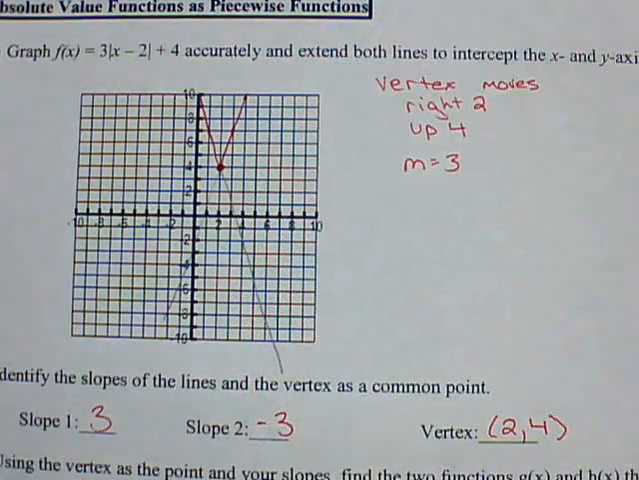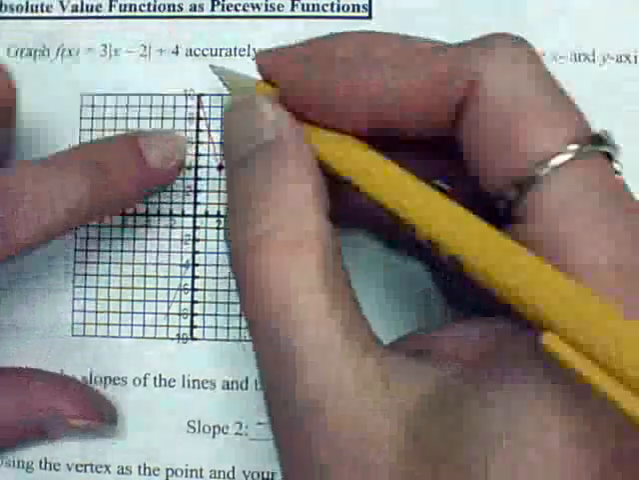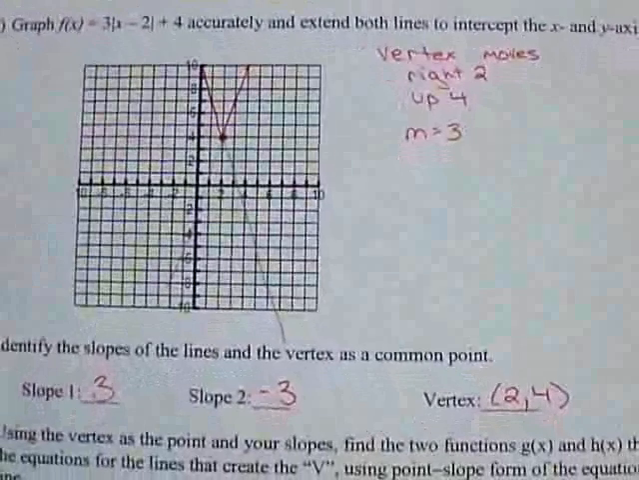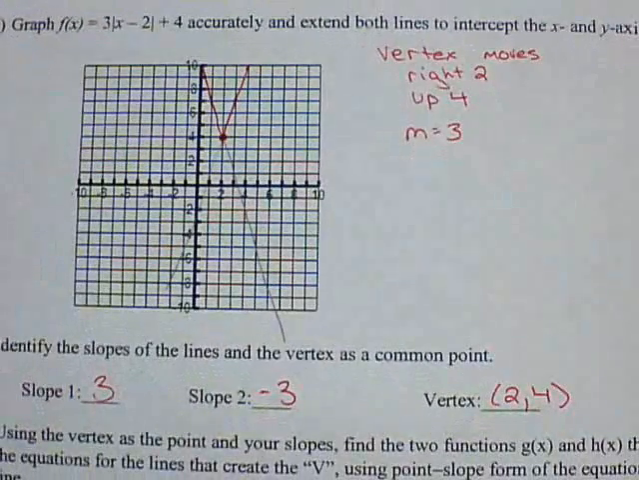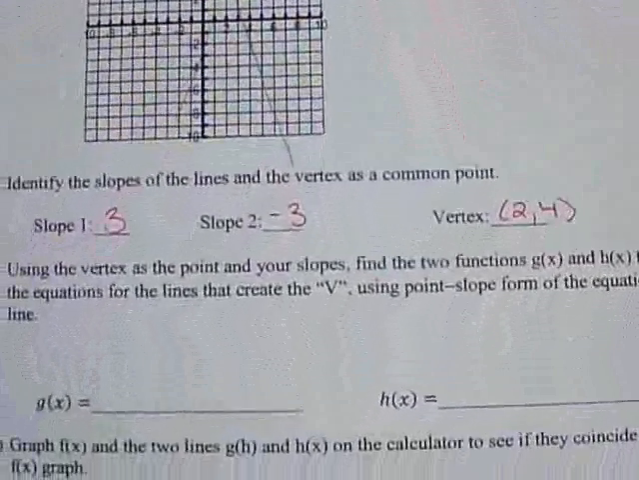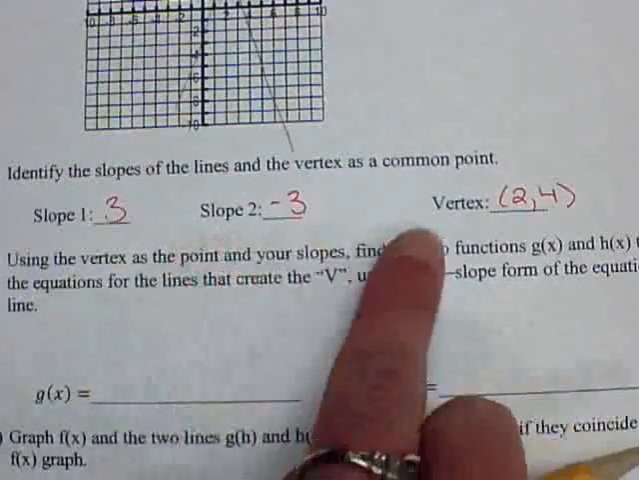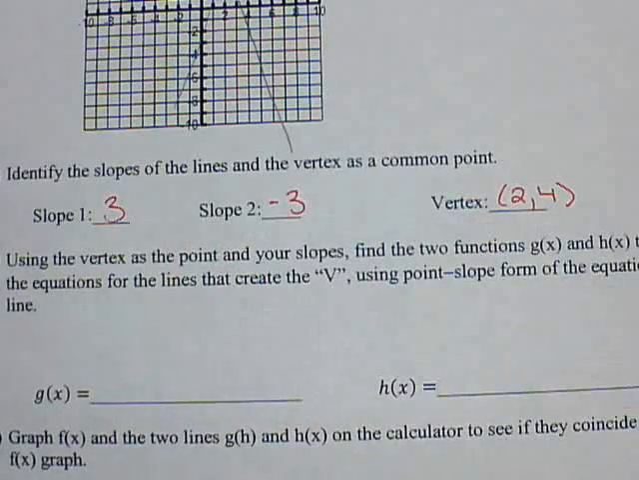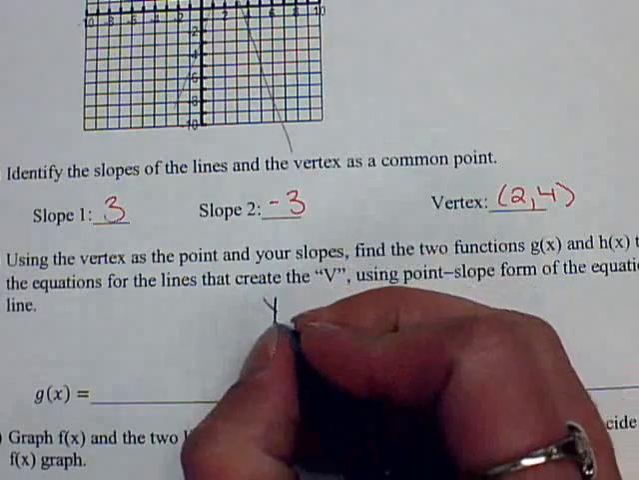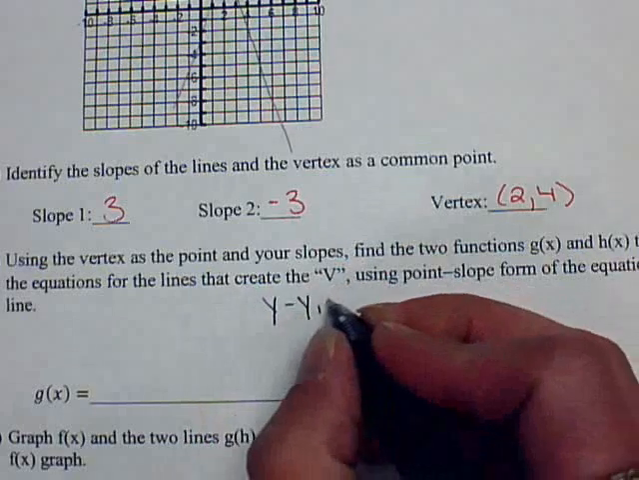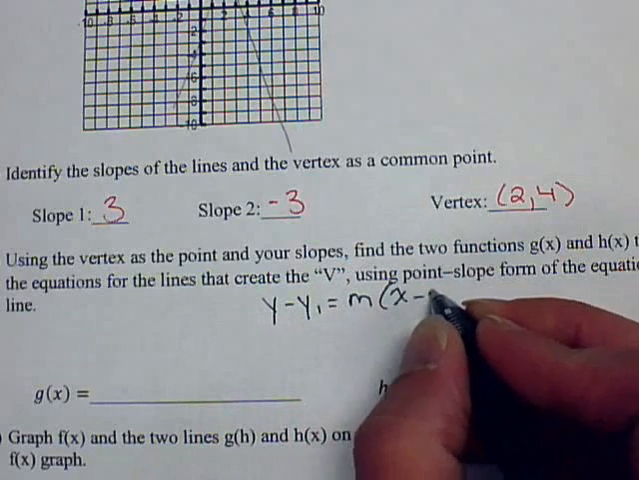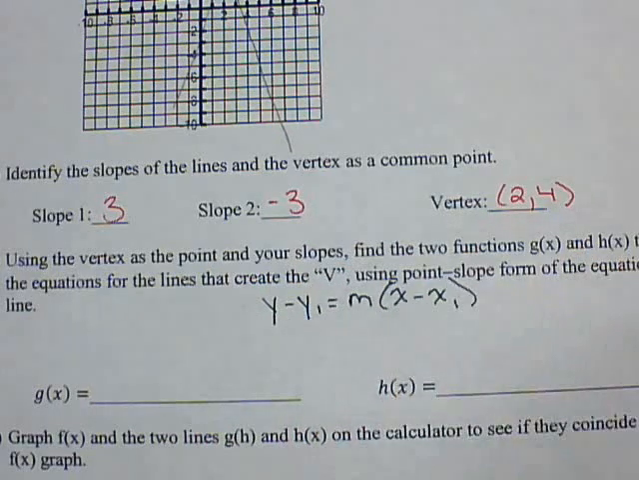So what we're going to try to do is figure out what the linear equations would be for each of these and write this absolute value function as a piecewise function. So, using these slopes and using the vertex as a point on the line, let's use point slope because I love point slope. I hope you do too. Point slope says y minus the y value of my point equals m, the slope, times x minus x1, the x value of my point.